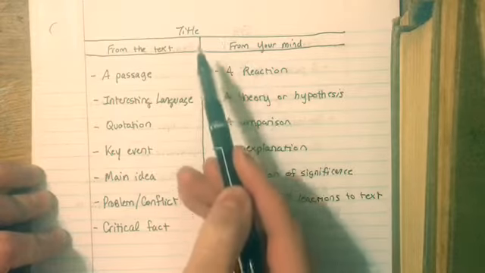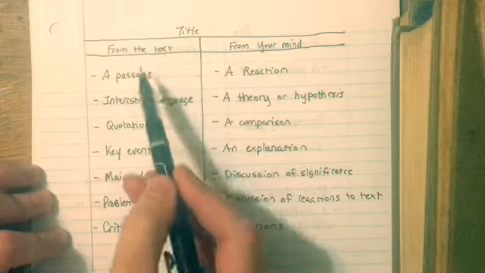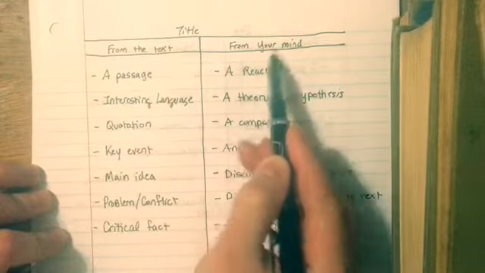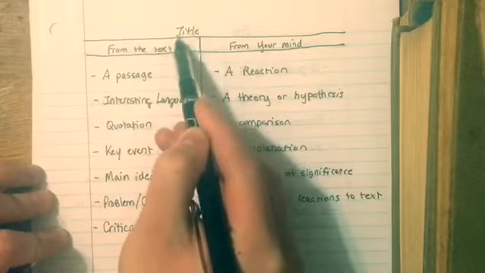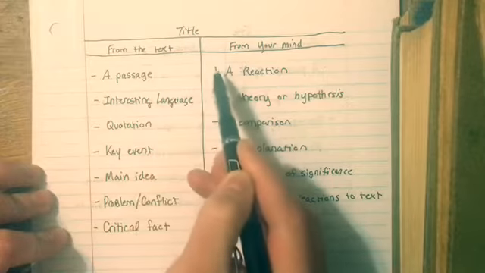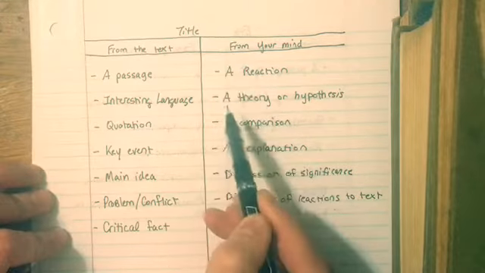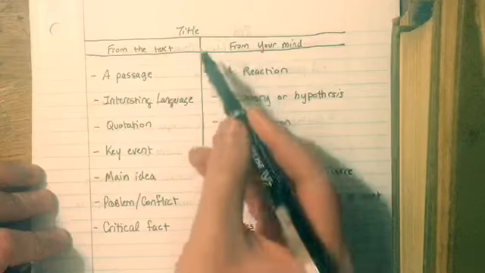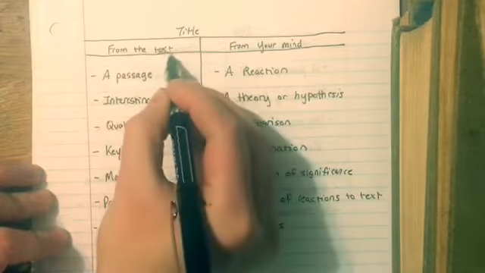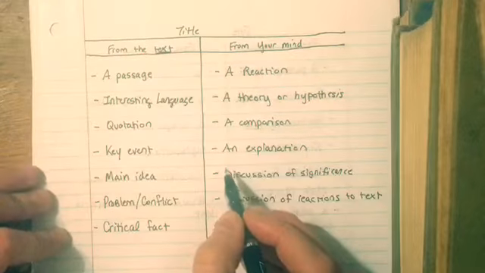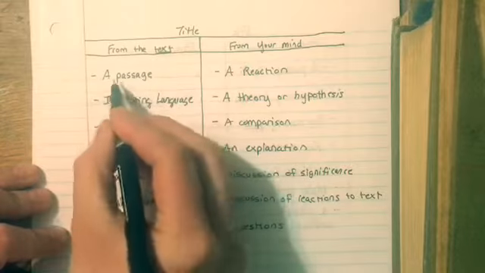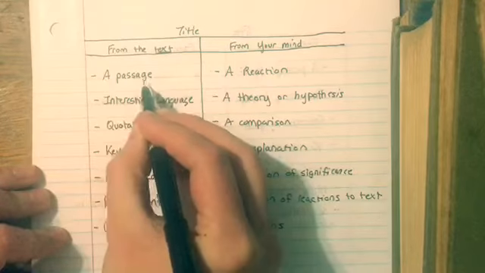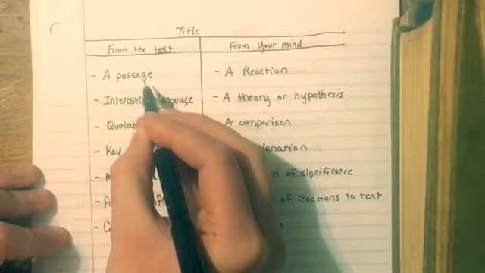So you can just split the page into two columns, title one side from the text and the other side from your mind. And I would advise putting the title of whatever text you're looking at the top, just to keep things organized for your records. So on the left side, obviously, we're going to be talking about things that come from the text that we're reading. So this can be things like a passage, which would be a longer section of text.